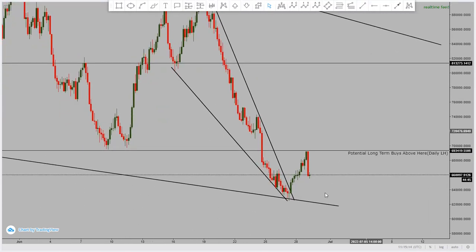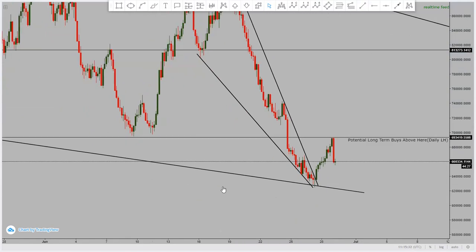So this was the downward channel that gave us the buys. We took buys 1, 2, 3, 4, and they lasted almost 2 days. 1, 2, 3, 4, 5, 6, 7. Almost 2 days of holding buys in your favor. 2 days of holding trades in your favor.